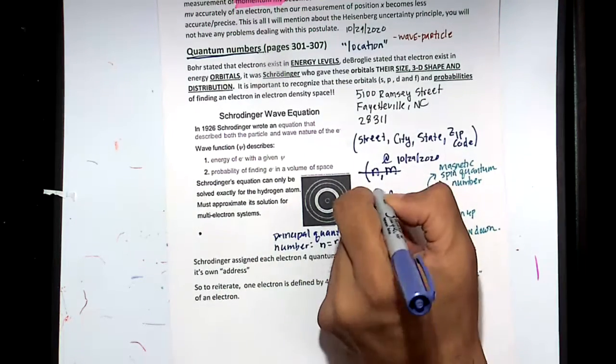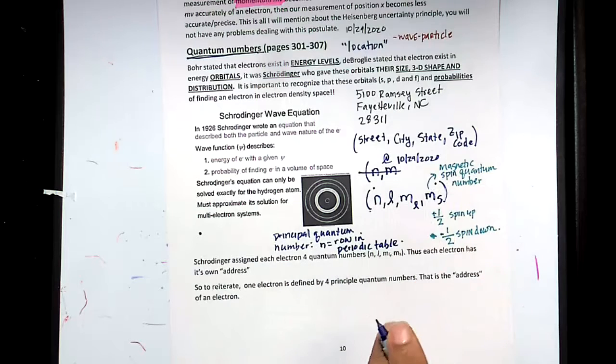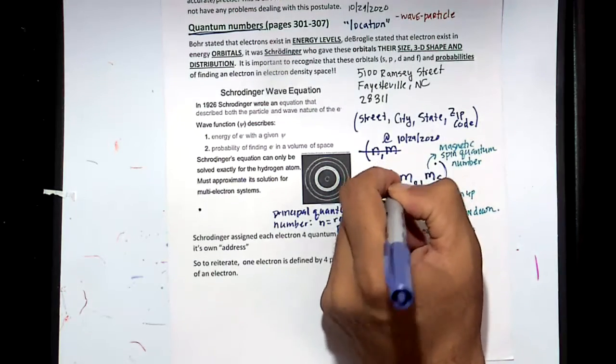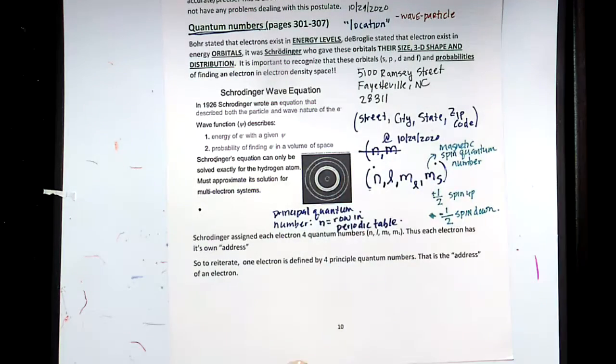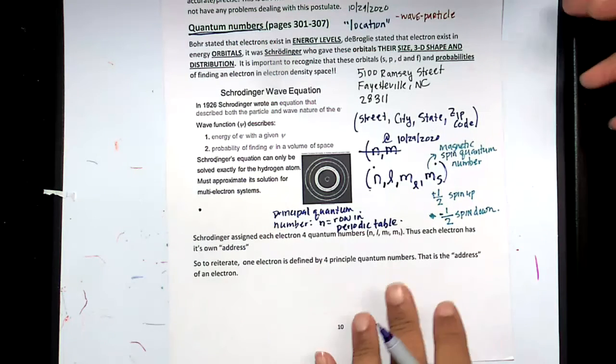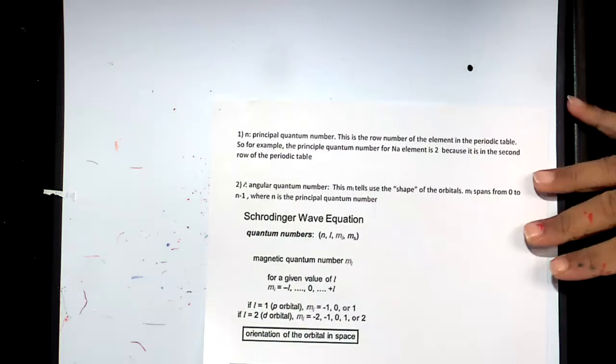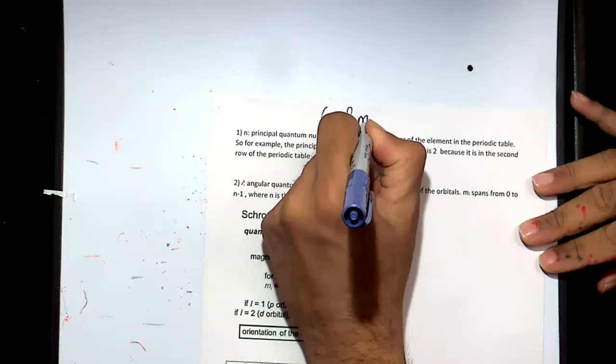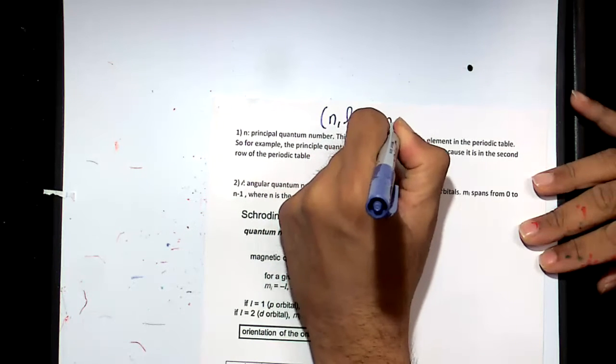So the first quantum number is n. The fourth quantum number is either spin up plus 1/2 or spin down minus 1/2. So this L and M sub L is a little bit more complicated. So let's spend some time doing that. Okay, so here we go. It's n, l, m sub l, m sub s.